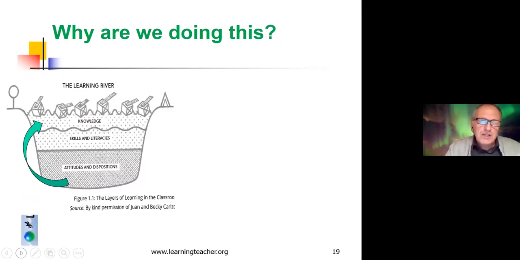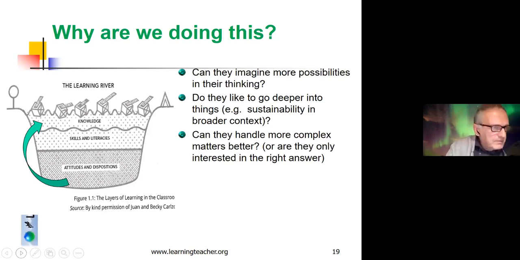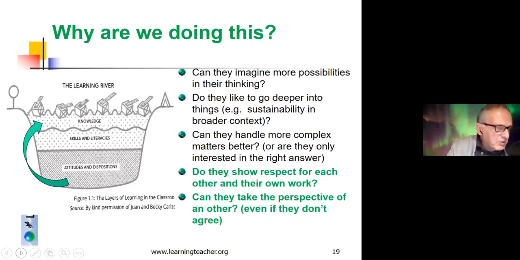Teaching and learning is trying to make pupils show different attitudes while doing their content. And so why is it so important? Well, maybe they can see more possibilities. Maybe they like to go deeper into things and can handle more complex matters, or are they only going for the right answer or the grades? And in case of empathy, do they show respect for each other and their own work? Or can they take the perspective of another, even if they don't agree? So I think that's very important, to combine in lessons the slower undercurrent with the fast knowledge current.